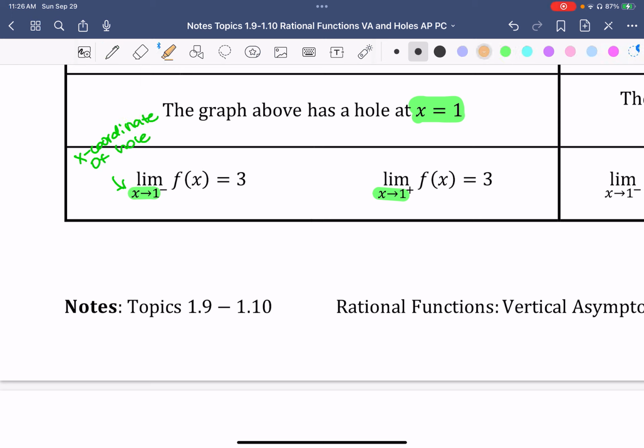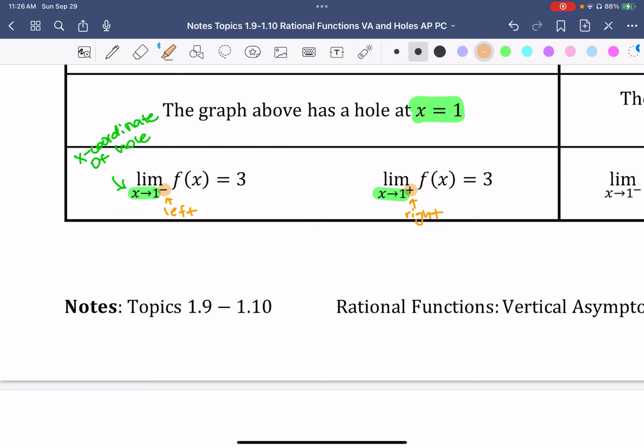Now you might notice this little minus and plus. Notice that it is not in the front, okay? So this is not saying x is approaching -1. It's saying 1 from the left. That little minus and the little plus indicate what direction you're going to be looking from. The minus means left and the plus means right. So when you read this, you'll say the limit as x approaches 1 from the left, f of x equals 3. Or the limit as x approaches 1 from the right, f of x equals 3.